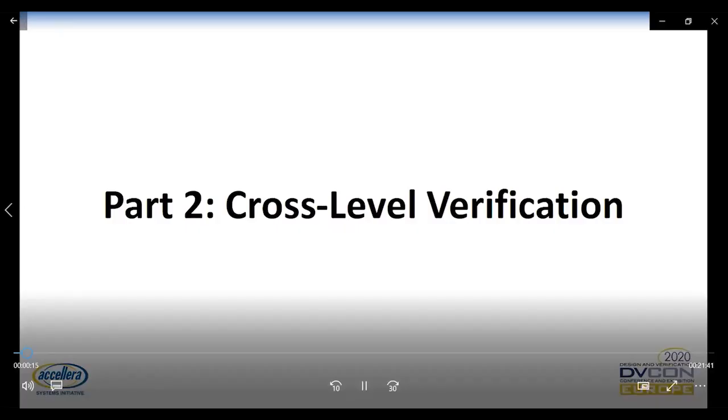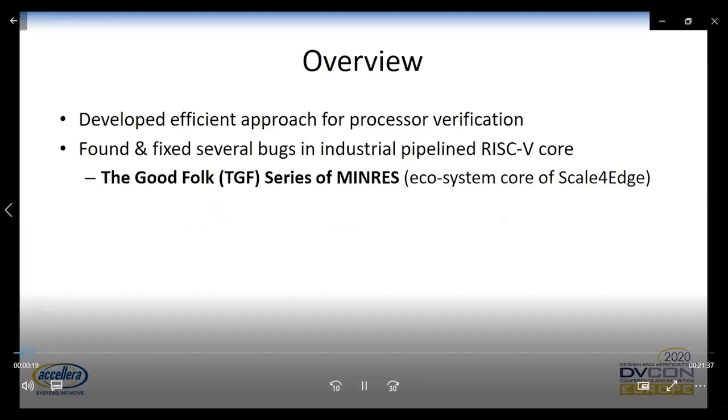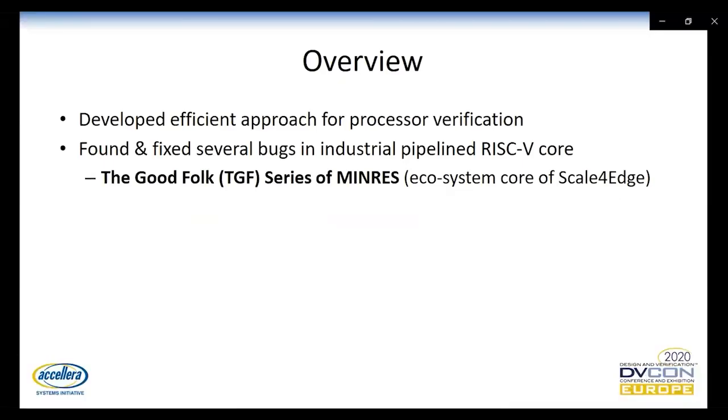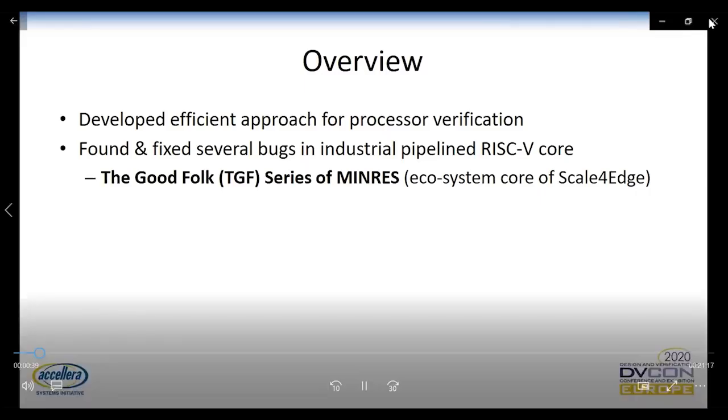I want to start with a brief high-level overview on what we have done. This includes two main points. First, we developed an efficient approach for processor verification, and second, we have found and fixed several serious bugs in an industrial pipeline RISC-V processor. In particular, the processor is from the Good Folks series, or TGF series in short, from Minres. This core also is used as ecosystem core in the BMBF-funded Scale for Edge project.